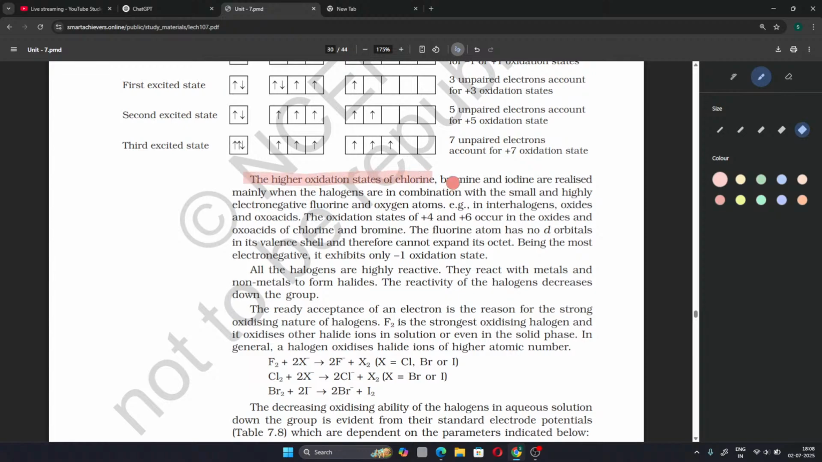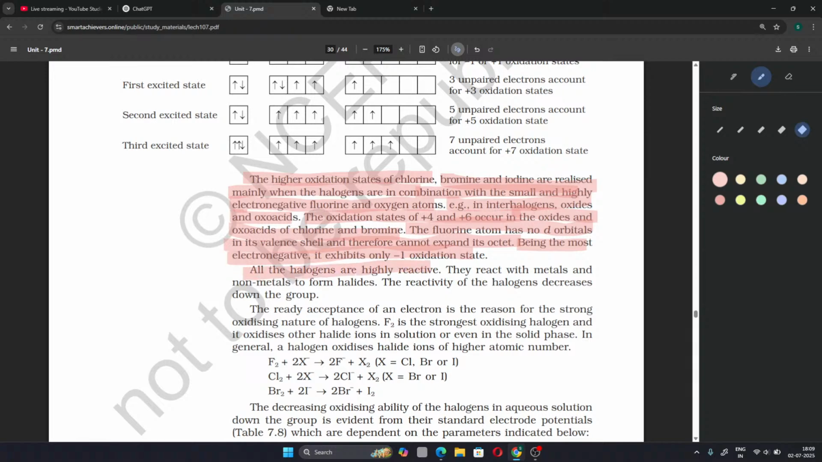The higher oxidation states of chlorine, bromine and iodine are realized mainly when halogens are in combination with small and highly electronegative fluorine and oxygen atoms. For example, in interhalogens, oxides and oxyacids, the oxidation states +4 and +6 occur in oxides and oxyacids of chlorine and bromine. The fluorine atom has no d orbitals in its valence shell and therefore cannot expand its octet. Being the most electronegative, it exhibits only -1 oxidation state.